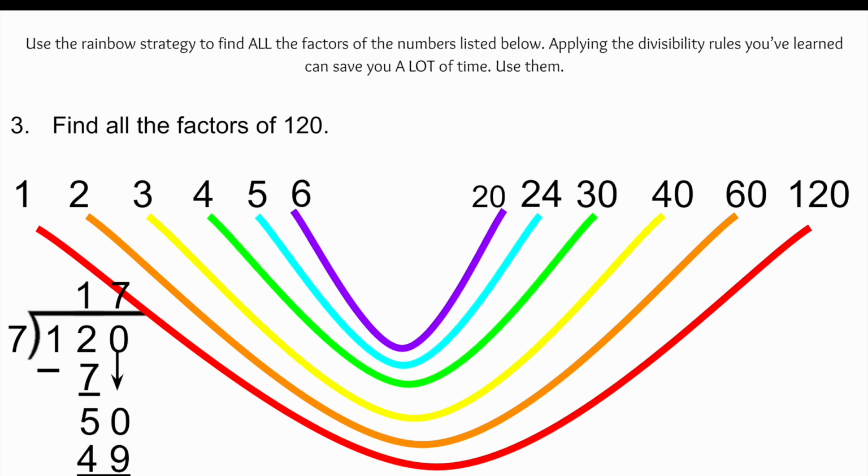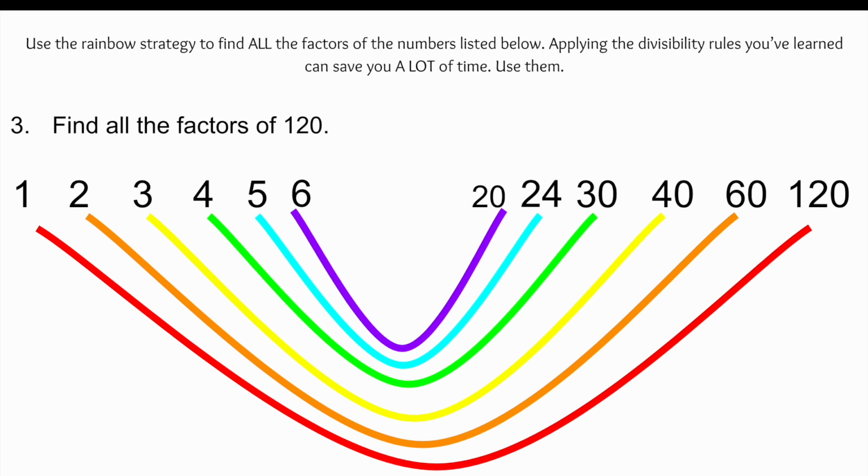So is 7 a factor? No. 7 cannot go into 120 equally. So we won't write down 7. We'll go on to 8. And again, we don't know a divisibility rule for 8, so we're going to do the long division.